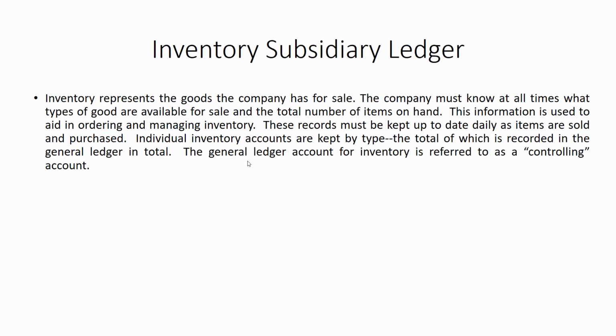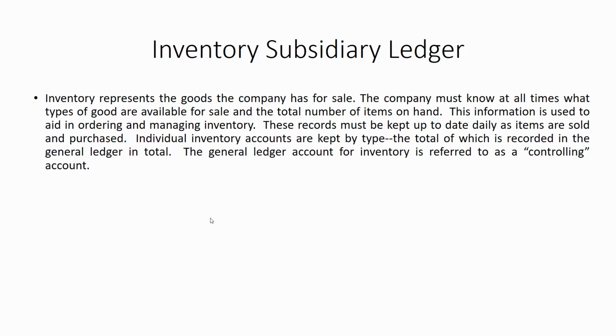The general ledger account for accounts payable is referred to as the controlling account, same dynamic as the accounts receivable subsidiary ledger. Then we have the inventory subsidiary ledger. Inventory represents the goods the company has for sale. The company must know at all times what types of goods are available for sale and the total number of items on hand. This information is used to aid in ordering and managing inventory. These records must be kept up to date daily as items are sold and purchased. Individual inventory accounts are kept by type, the total of which is recorded in the general ledger in total. The general ledger account for inventory is referred to as its controlling account.